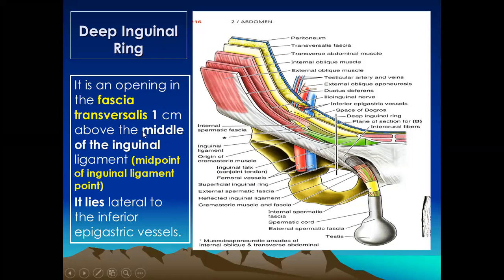So 1 centimeter above the middle of the inguinal ligament. Here is the midpoint of the inguinal ligament. Just 1 centimeter above will be the opening, that is the deep inguinal ring, which is opening from the inside. Superficial inguinal ring will be opening outside. The deep inguinal ring will be opening inside. It lies lateral to the inferior epigastric vessels. If you see here, this is the inferior epigastric vessel. It will lie lateral to the inferior epigastric vessels. We'll show in a better picture where it is shown laterally.